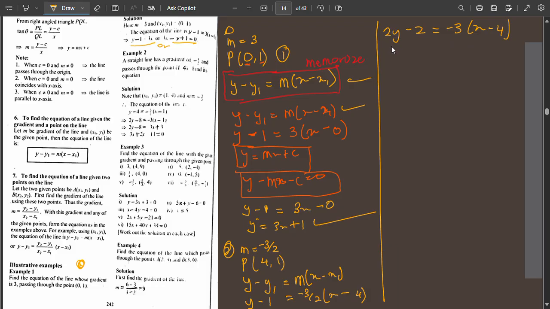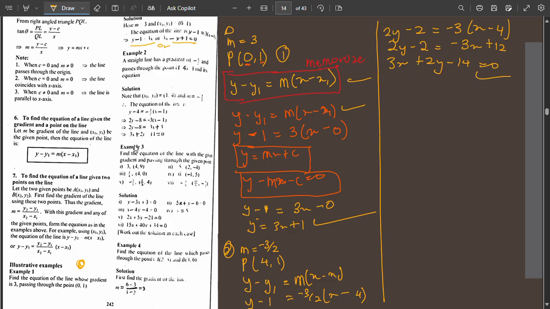Then let's simplify it further. 2y minus 2 is equal to minus 3x plus 12. If I want to simplify this further, I choose to bring this here, so 3x plus 2y, then I bring this one to that side, minus 14 is equal to 0. This is also the equation of a line. Once I've removed the parentheses and simplified all the terms, there are no like terms I can add, so I cannot simplify any further. So that's the equation of the line that I have.